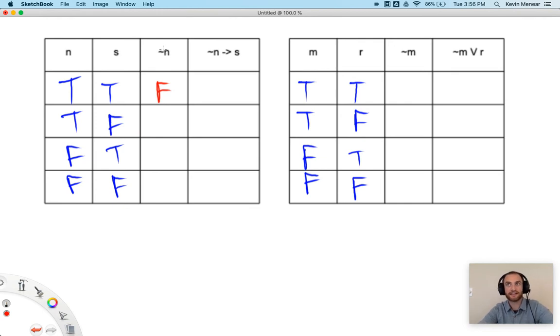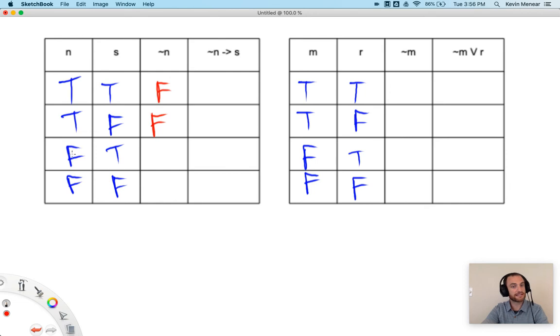It's just not whatever it is that the proposition is. So if n is today is Tuesday, then not n, the negation of n, is it's not Tuesday. So this little tilde is negation. This one here, it's Tuesday. This one here, it's not Tuesday. Okay, if it's true that it's Tuesday, it's false that it's not Tuesday.